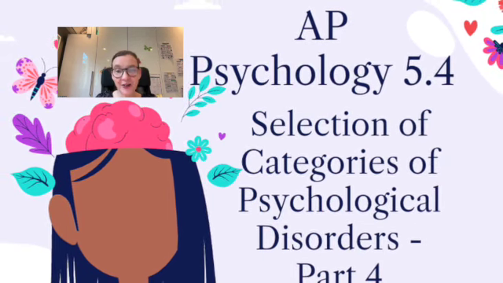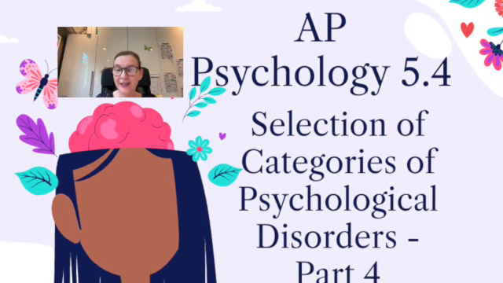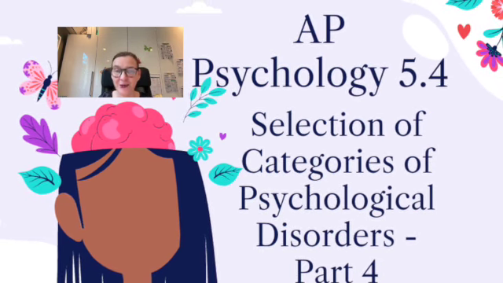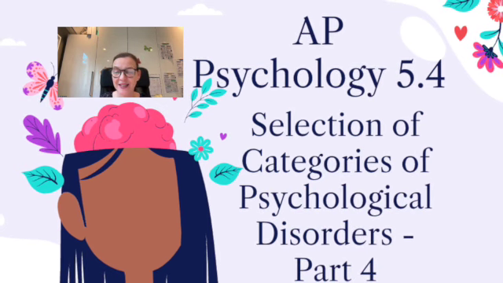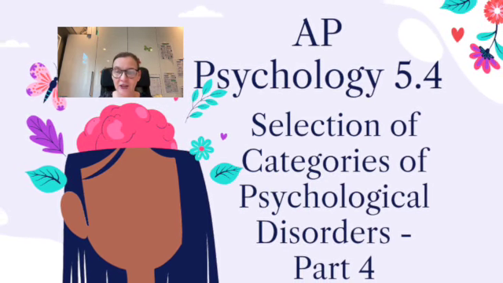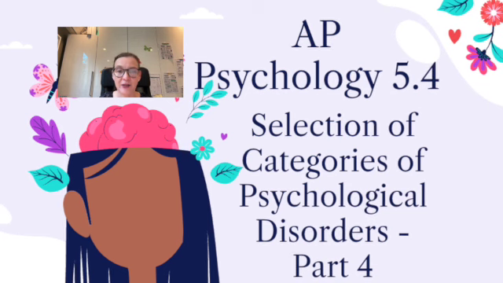Today we're going to be looking at AP Psychology 5.4, Selection of Categories of Psychological Disorders. There are 10 CED questions for this section of Unit 5, and this is part 4, the fourth CED question. If you want to see the other CED questions, you're going to have to go to different videos, because I try to break them all up so it's a bit easier for you to follow.